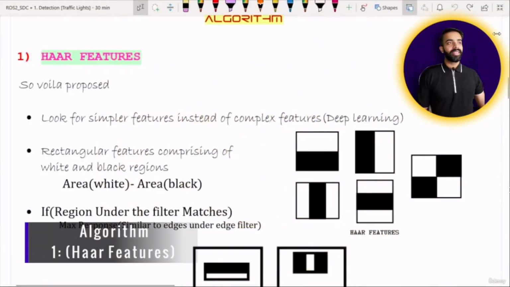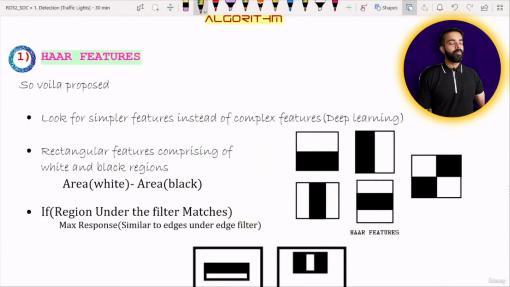Starting with the Haar features, Viola proposed that instead of looking for the complex features, look for the simpler ones. For example, in face detection, CNN would have probably looked for complex features to identify a face, such as the eyes, the nose, and the mouth. Instead, the Haar cascade will be looking for regions that are brighter or darker than the other. For example, the nose bridge is darker than the cheeks, the eyes are darker than the forehead. These are known as the Haar features, and they can be calculated by simply subtracting the sum of one area from the sum of another.